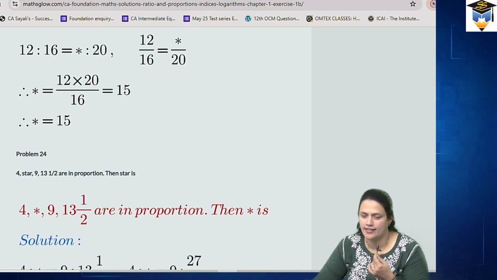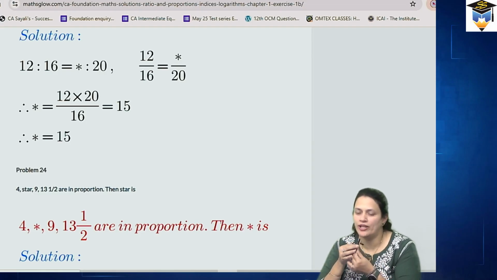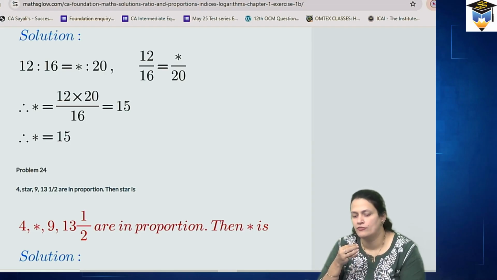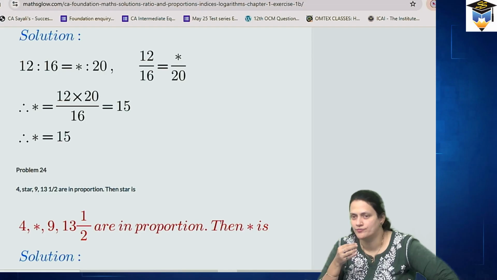Yes, now do this one. I am not showing the answer. Tell me what is the answer for the 24th problem. 4 upon x is equal to 9 upon 27 by 2.